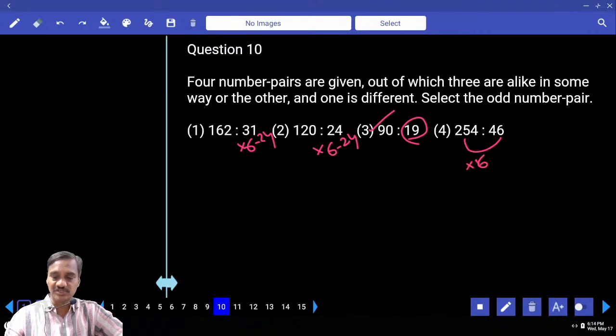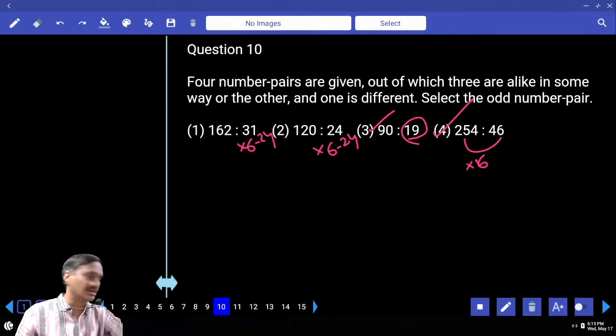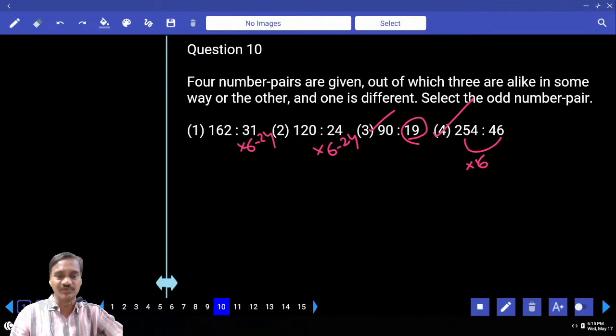And similarly 46 into 6. What is 46 into 6 here? 40 into 6, 240, 6 into 6, 36, 276. And 276 and 54, what is the difference here? Minus 32. And this is the odd one, except choice 4. And in the remaining, the second number into 6 minus 24 is the first number.